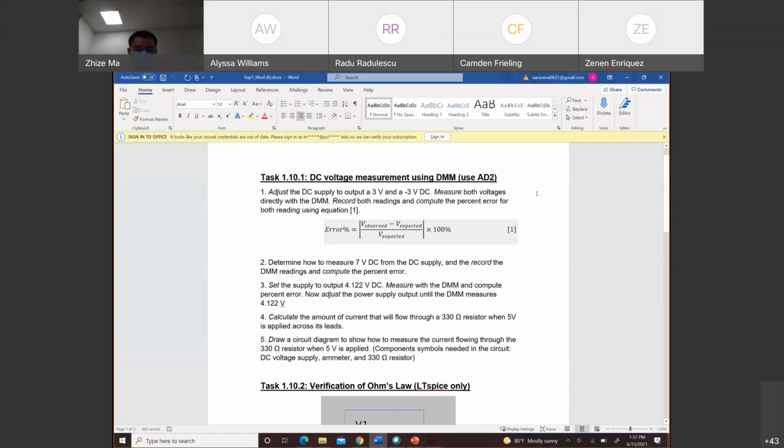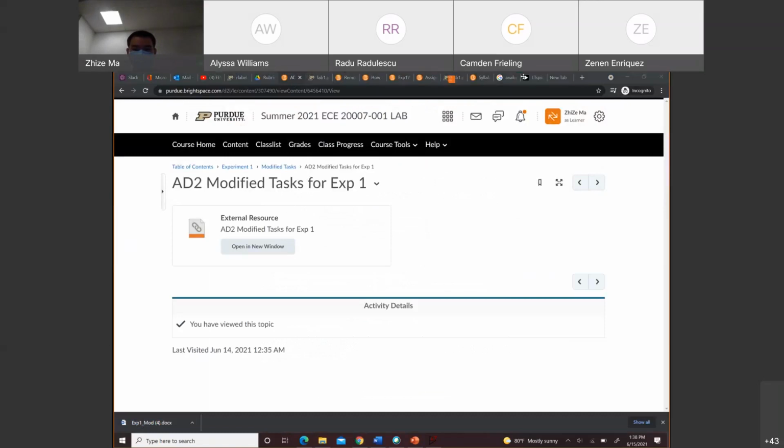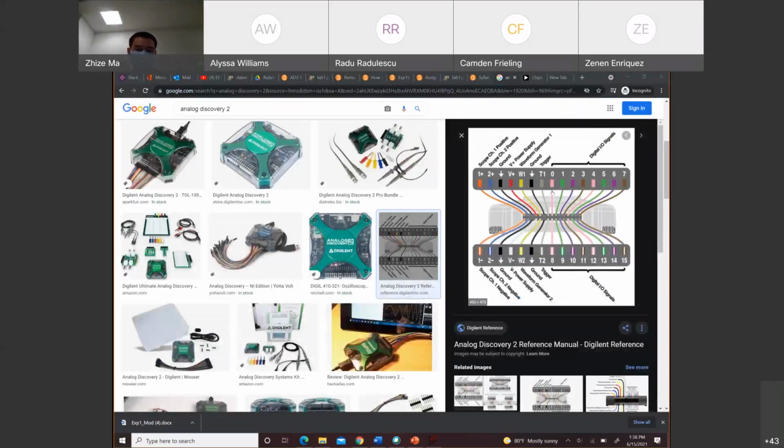Task one, question one, you will use a DC supply from the AD2 and measure the voltage from the AD2. Let's quickly talk about the AD2 right now. If you already received your AD2, it should look something like this. And remember you need to download the Waveforms software, which works with the AD2.